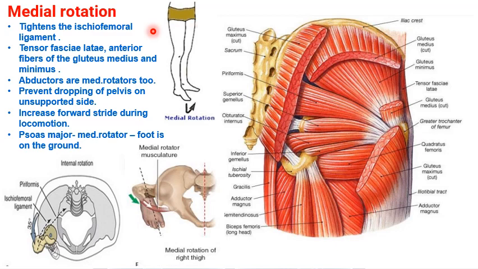And the muscles that are responsible for this movement are the tensor fasciae lata, the anterior fibers of the gluteus medius and minimus, these ones here, and adductors are medial rotators too: the adductor longus, brevis, magnus, gracilis, pectineus, all these muscles are medial rotators also.